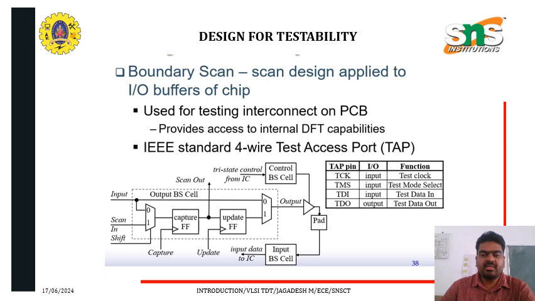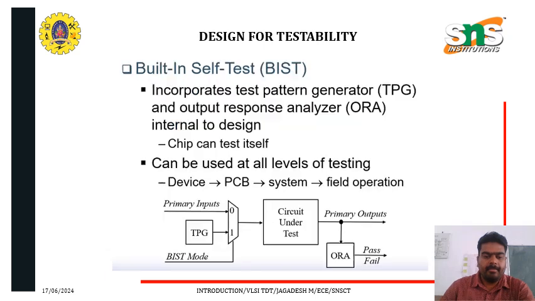Boundary scan design is applied to the IO buffers of the chip, used for testing interconnect on the PCB, and provides access to internal DFT capabilities. It is an IEEE standard with a 4-wire test access port, TAP. Built-in self-test incorporates a test pattern generator, that is TPG, and an output response analyzer, ORA, internal to the design. The chip can test itself, and can be used at all levels of testing.